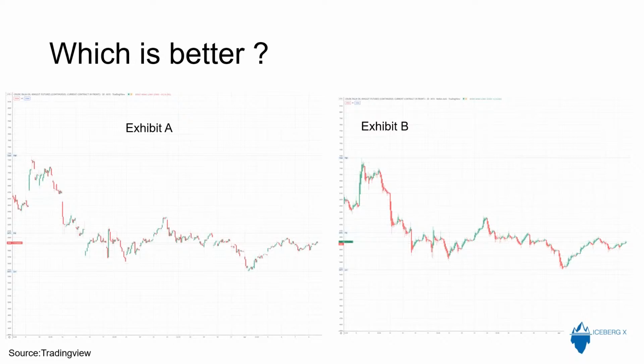And if you just look at these 2 exhibits which I've shown, which exhibit would tell you that the trend is depicted in a clearer manner? So obviously it's exhibit B. Now these are the same product and on the same time scale. The only difference is that exhibit A is actually based on Japanese candlesticks and exhibit B is based on Heiken Ashi.